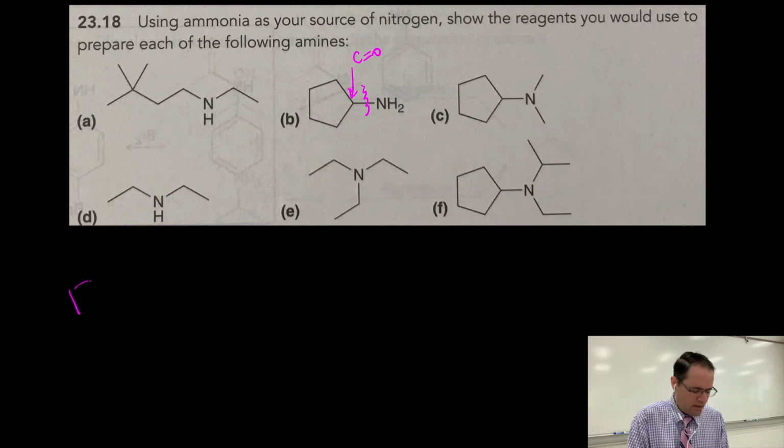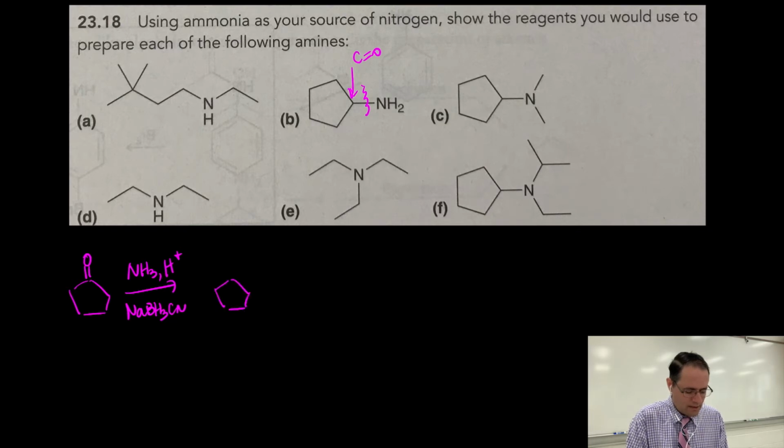We're going to start with cyclopentanone. We're going to crank up the heat, add some ammonia, H+, NaBH3CN, and we're going to get the primary amine there, okay? Cyclopentylamine. We're done. Let's do part C on the next page because it looks more complicated, doesn't it?